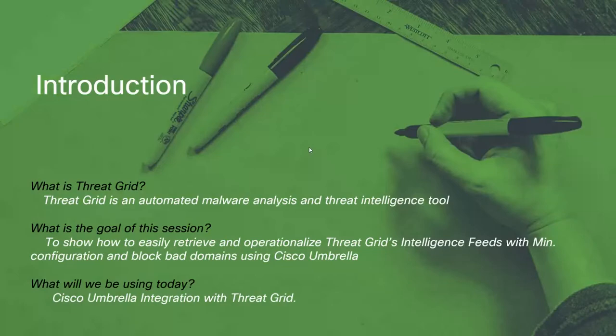First, Threat Grid is an automated malware analysis and threat intelligence tool. It is available in both public and private form factors. The goal of this session is to show you how easily to retrieve and operationalize Threat Grid's intelligence feeds with minimum configuration and take advantage of blocking the bad domains using Cisco Umbrella. So what are we going to use today? We're going to use Cisco Umbrella console and Cisco AMP Threat Grid cloud console.